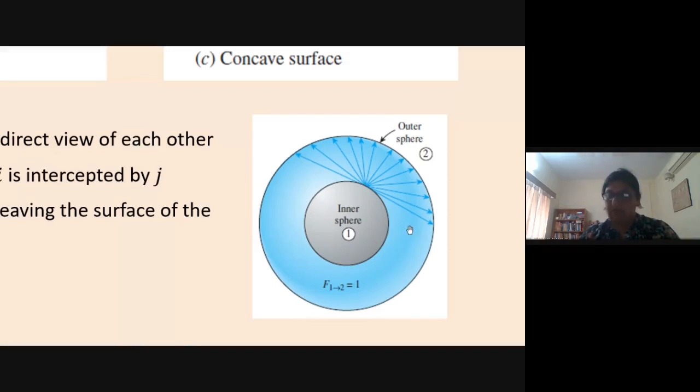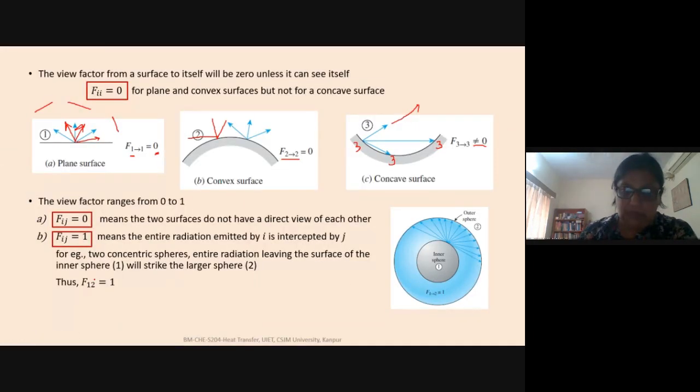Whatever is coming out of 1 will not fall on 1. The only place it can go is surface 2. So this is a case where you have Fij equal to 1. i stands for surface 1 and j stands for surface 2. So this can be given as Fij or F12 is equal to 1.